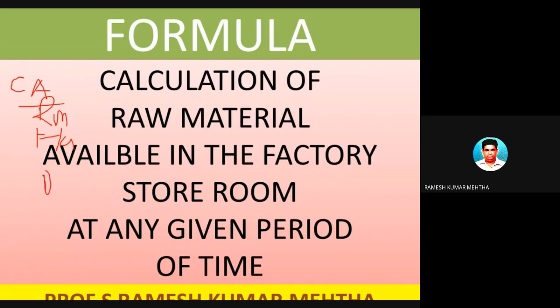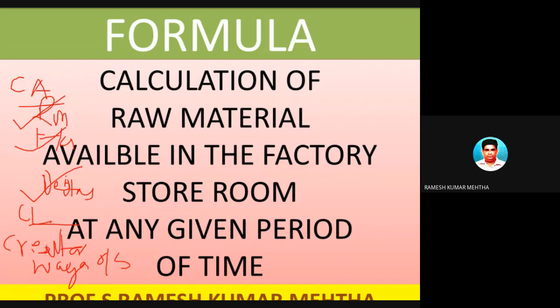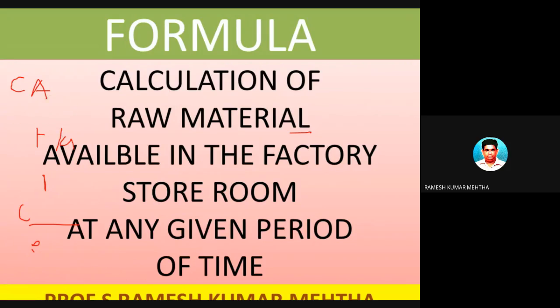Then we will be talking about debtors, and subsequently about current liabilities, which is creditors, and wages and outstanding overheads. So how we will find out the formulas for all these different elements of current assets and different elements of current liabilities. And now my discussion will be on calculation of raw material, which is the money or capital stuck in raw material.